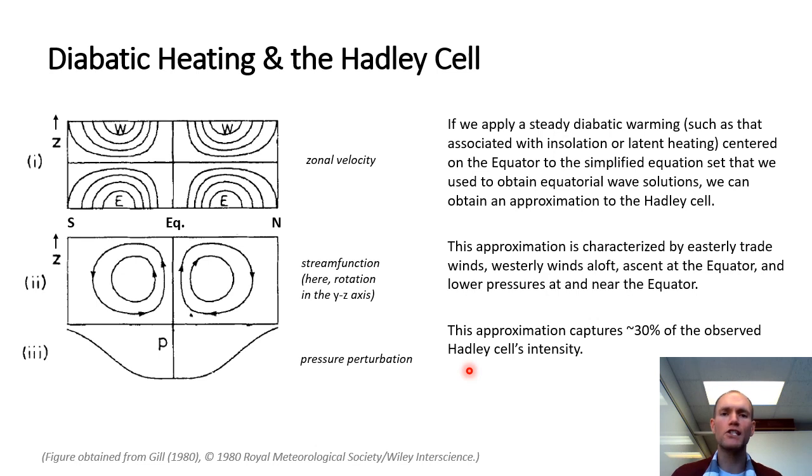But for now, that closes up our discussion introducing the Hadley cell structure and ways in which we can represent it with simplified equation sets. As we move into our next lecture, we're going to look at some additional characteristics related to the Hadley cell, namely absolute angular momentum and its conservation, giving rise to the subtropical jet, as well as the variation that is typically seen with the Hadley cell.